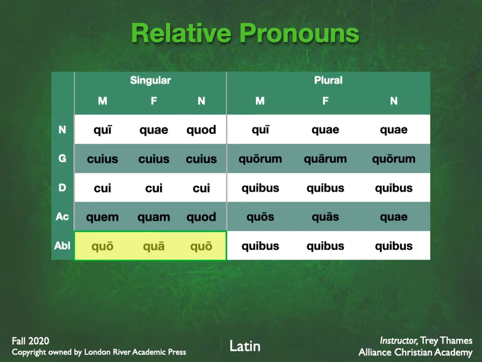I want to point out that even though this is a first and second declension pattern, the genitive and dative are different. They hold to the pattern of hic, haec, hoc, which would normally be in the genitive huius, huius, huius, and then the dative huic, huic, huic. Here you've got cuius, cuius, cuius, and cui, cui, cui. So that's the pattern. You've got to memorize this.